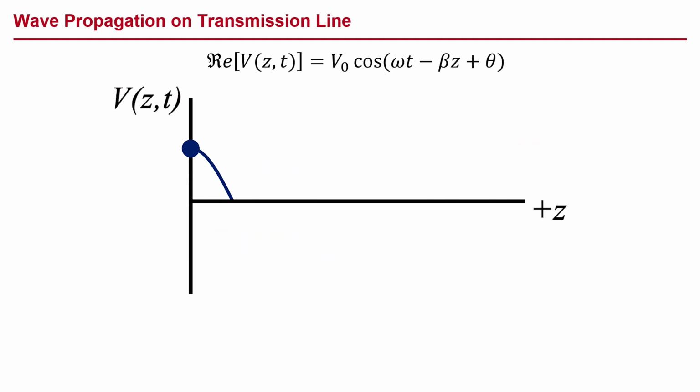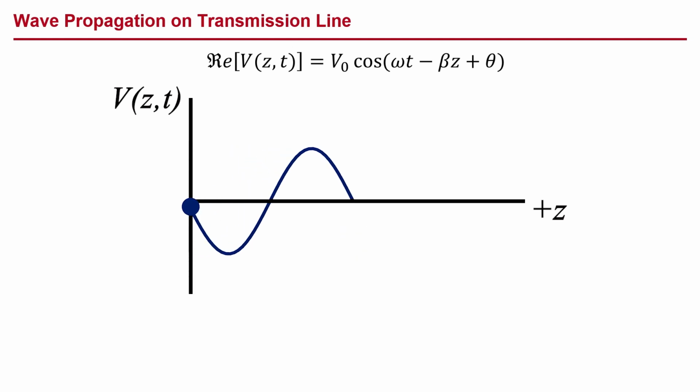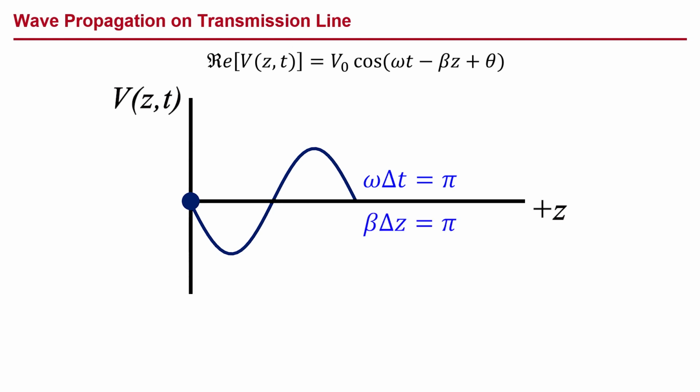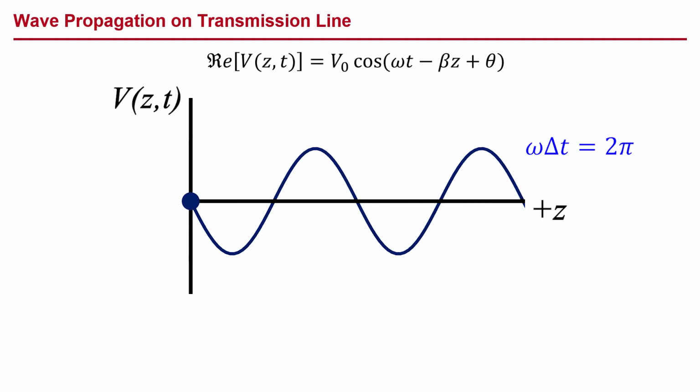If we advance in time by another quarter cycle, we also advance in space by another quarter cycle. If we advance in time by a half cycle, given by omega delta t equal to pi, we also advance in space by a half cycle, given by beta delta z equal to pi. And if we advance in time by a full cycle, where omega delta t equals 2 pi, we also advance in space by a full cycle, where beta delta z equals 2 pi. And so on.